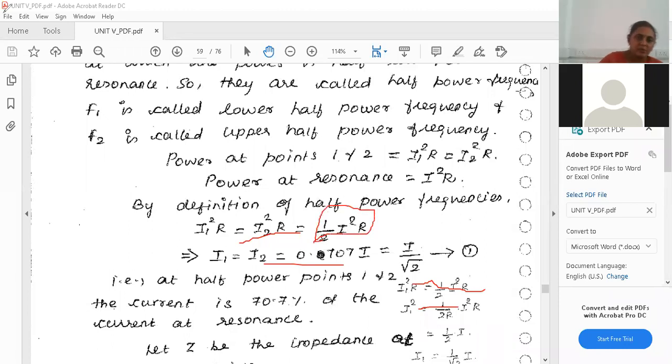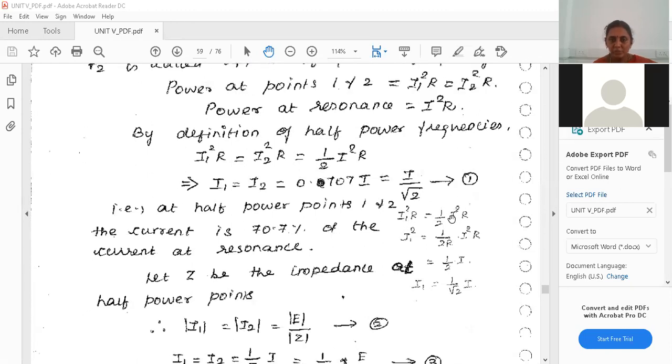What is power? Power is going to be I square R. So for half power frequency, I'm just multiplying that by half value, right? Now, we've already seen from the diagram, I1 is equal to I2. Now, I1 is equal to I2 means I can write it as I by root 2, from this expression. So 1 by root 2 is going to be 0.707. So I1 is equal to I2 is equal to I by root 2. This is how you get I by root 2.